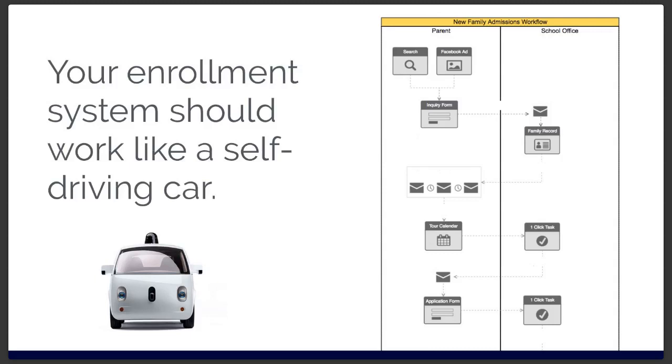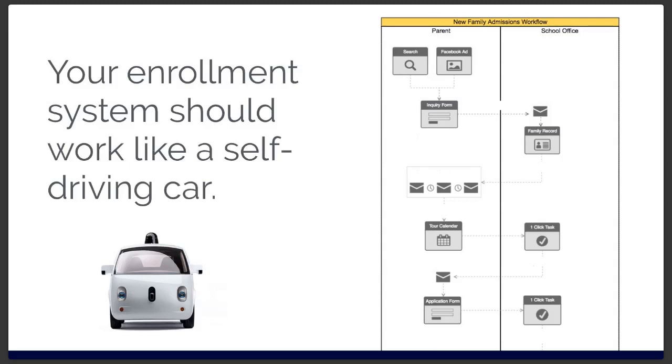And then also, let's say they come in for the tour and they're amazing and you love them, and you want them to fill out the application form. So the system sends them the application form, which is a digital form to fill out. Let's say a week goes by and they haven't filled out the application form.